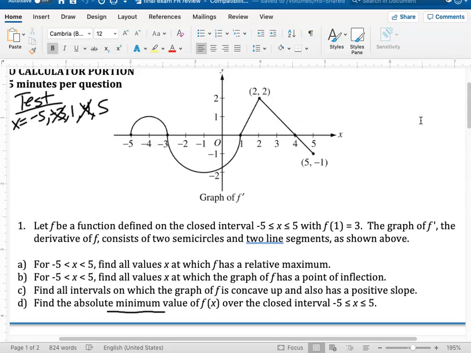All right. So we need to find f of -5, f of 1, and f of 5. Well, the good news is f of 1 is given, right? So you don't have to find f of 1. I'm going to go kind of in reverse order. I'm going to find f of 5 first. So we know f of 1. We want f of 5.